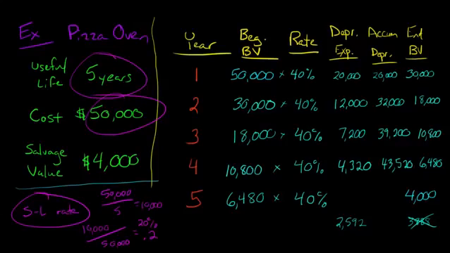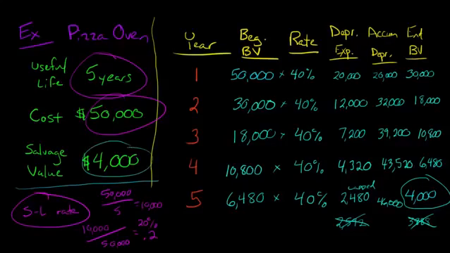So we basically cap this and say, okay, we can't do this 2,592. What we have to do is 2,480. That's the most depreciation we can take, because we can't go below our salvage value of 4,000 for our ending book value. So the 2,480 is capped. And that also affects our accumulated depreciation, which will end up being 46,000. And basically we end up with the ending book value, which is the salvage value of 4,000.